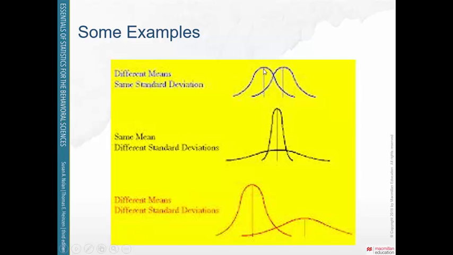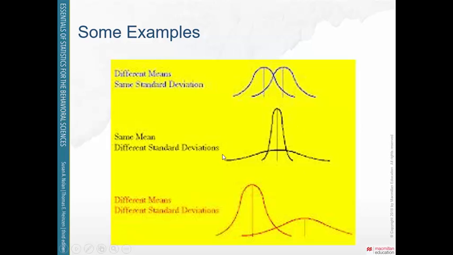The means are different. This curve has a lower mean than this curve here on the right, which has a higher mean. But the standard deviation is the same, and you can tell that because the shape of the distributions are the same. So the variability between the two distributions is the same, but we've got two different means. One distribution has a higher mean than the other.